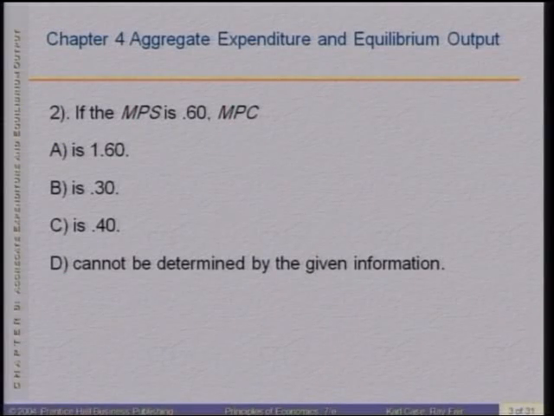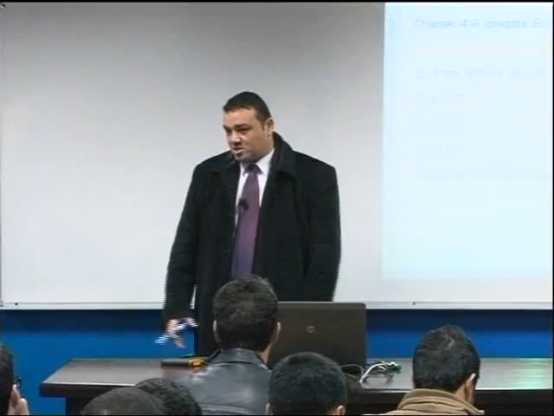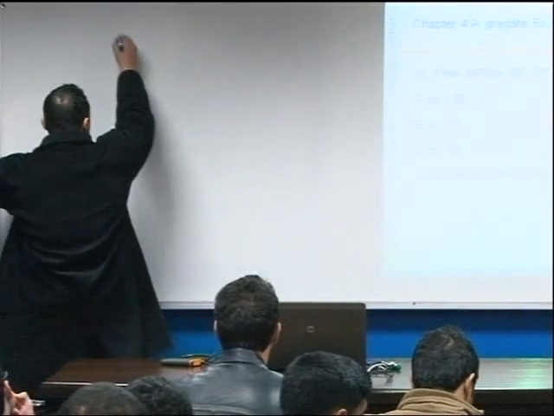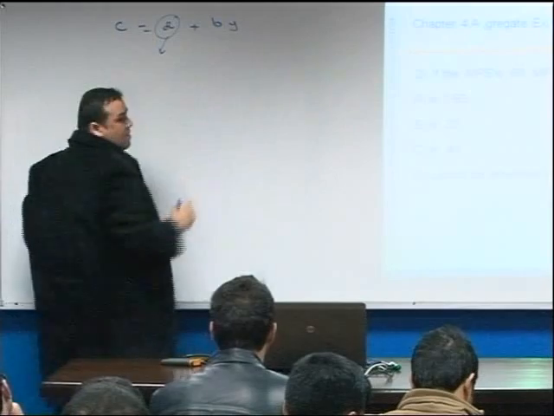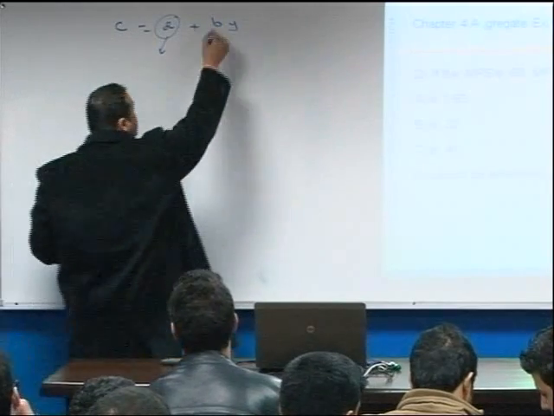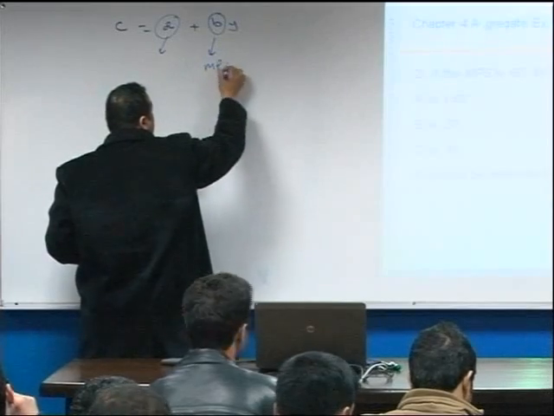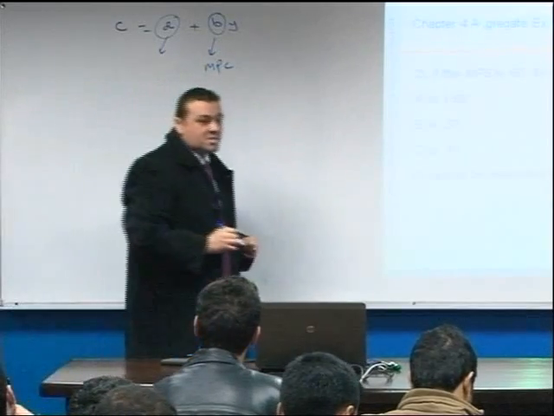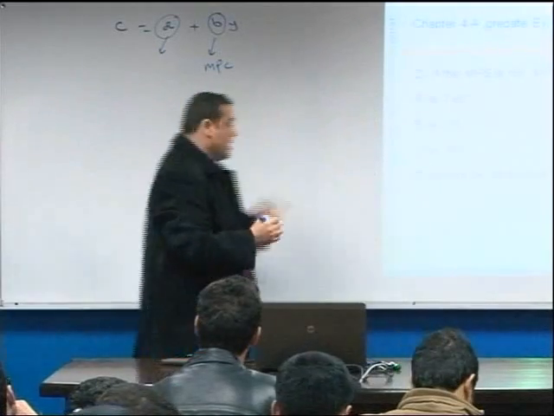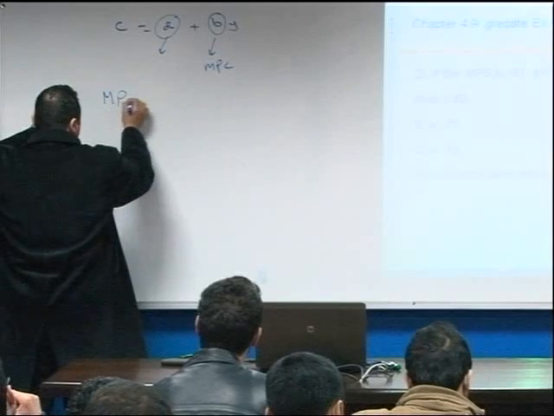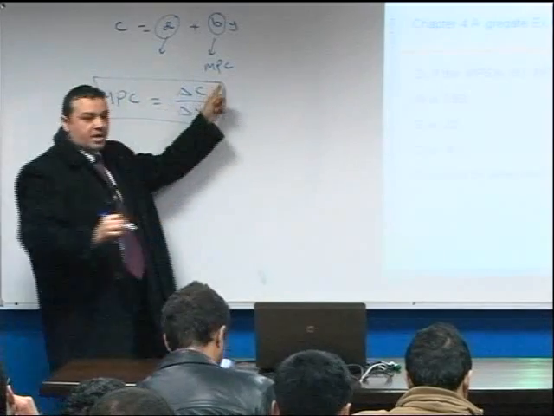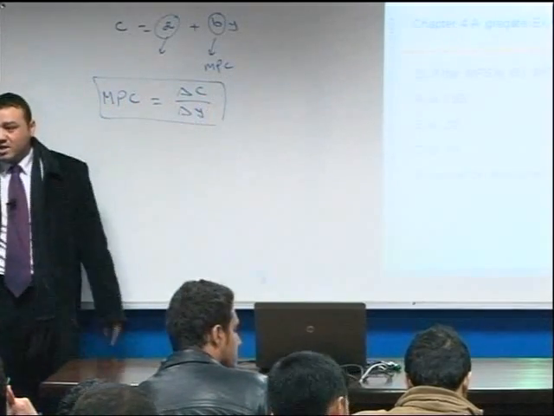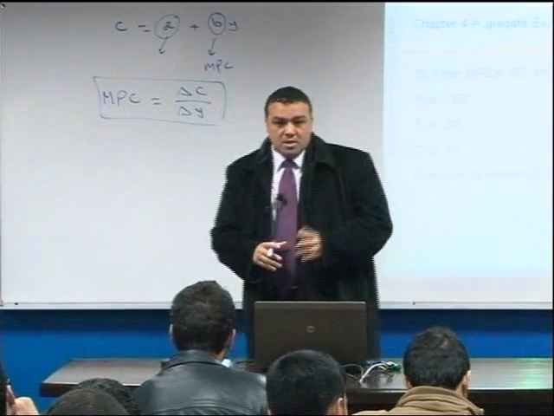So, as you know, in the last class, we discussed the structure of the consumption function. If you remember, C, the consumption function, equals A plus BY, where A is the autonomous consumption. And B is the marginal propensity to consume, MPC, which is the slope of the consumption function, right? So B, the MPC, equals delta C over delta Y, the change in aggregate consumption over the change in aggregate income, right?